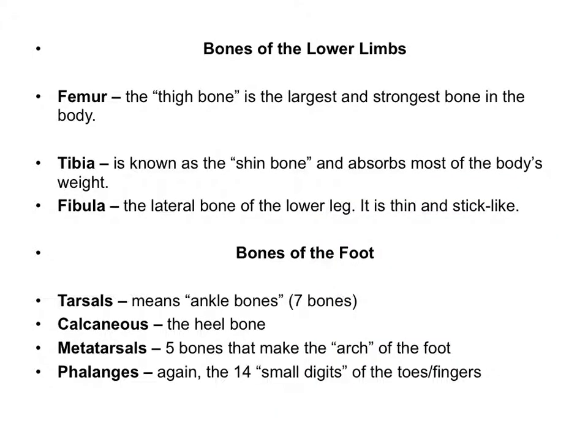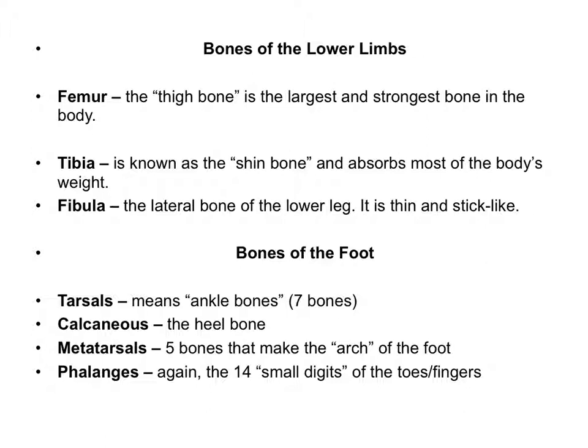Then we have the bones of the lower limbs. The femur, the thigh bone, is the largest, strongest bone of the body. The tibia is known as the shin bone and absorbs most of the body's weight. And the fibula, the lateral bone of the lower leg. It is thin and stick-like.